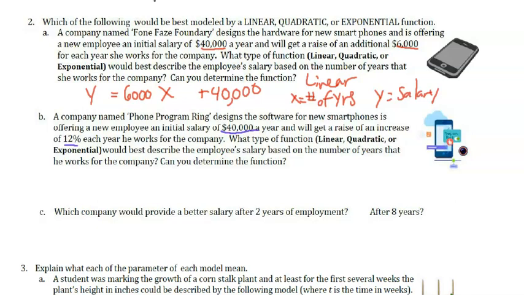So if they add 12% of the current salary each year, that's going to be a different number each time. So that's not going to be linear. It also wouldn't be quadratic. You're going to be multiplying something each time. So it'd be exponential.